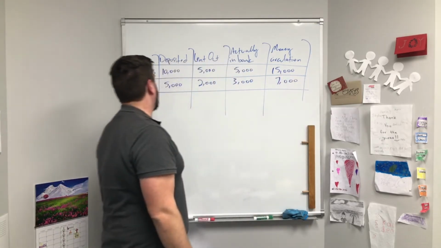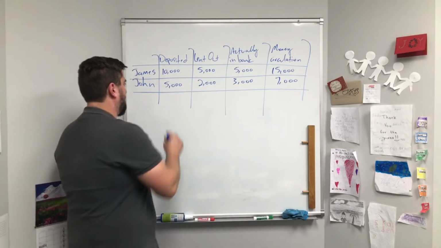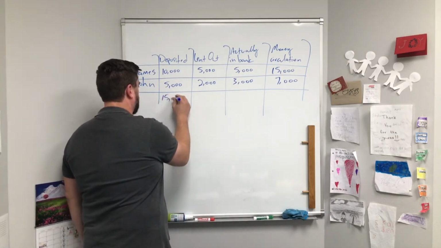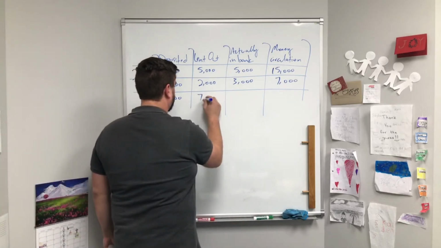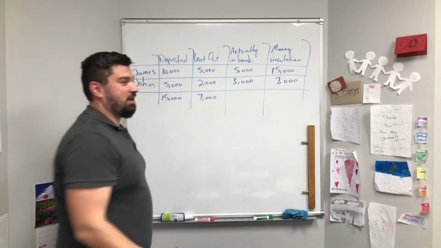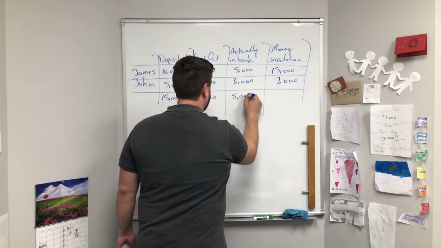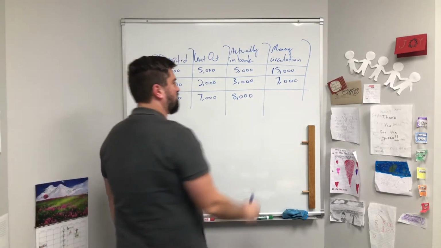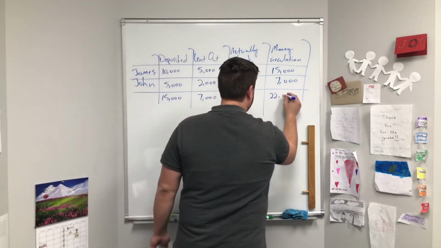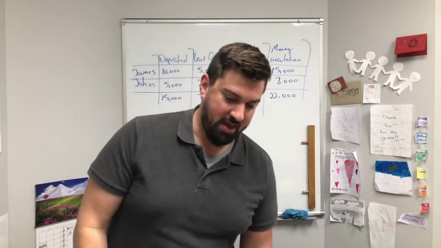Now let's take a look at a couple of totals here. How much money was deposited in total? Well, it's £15,000. How much money was lent out? £7,000. How much money is currently actually in the bank? That would be £8,000. And how much money is actually in circulation? That would be £22,000. This is called fractional reserve banking.